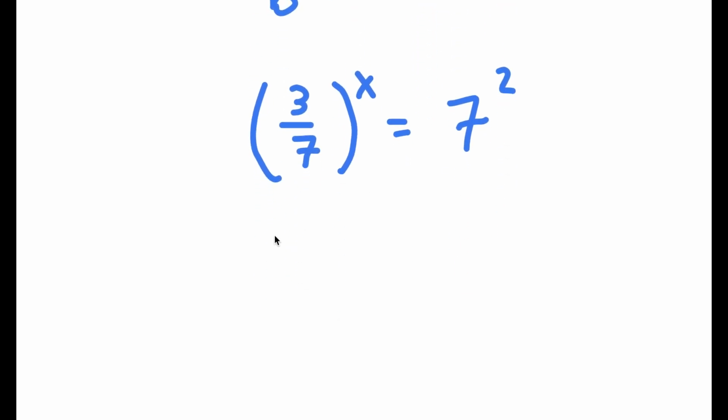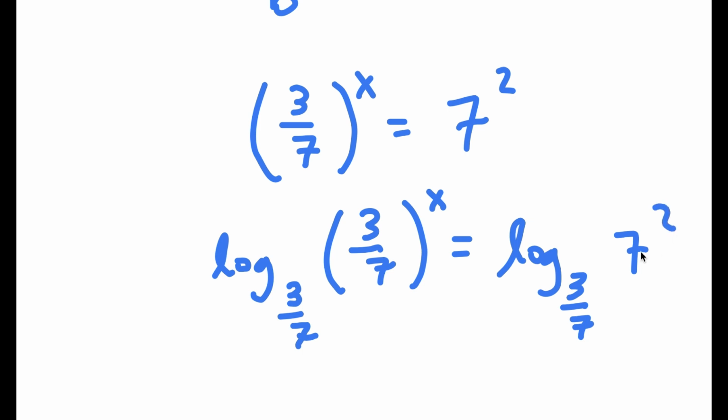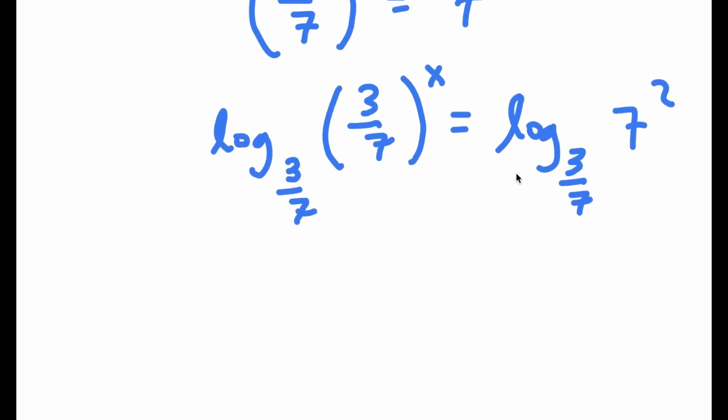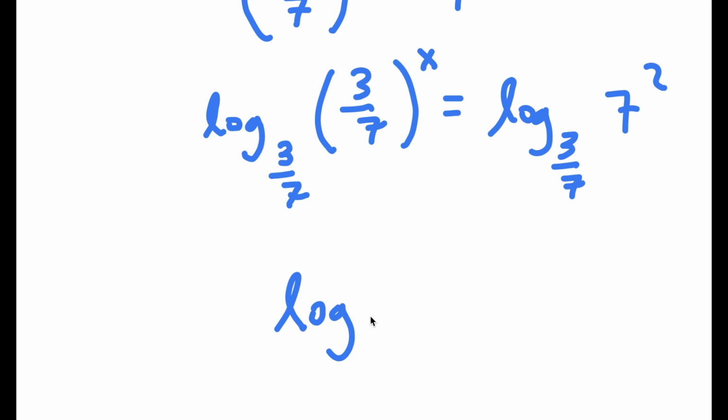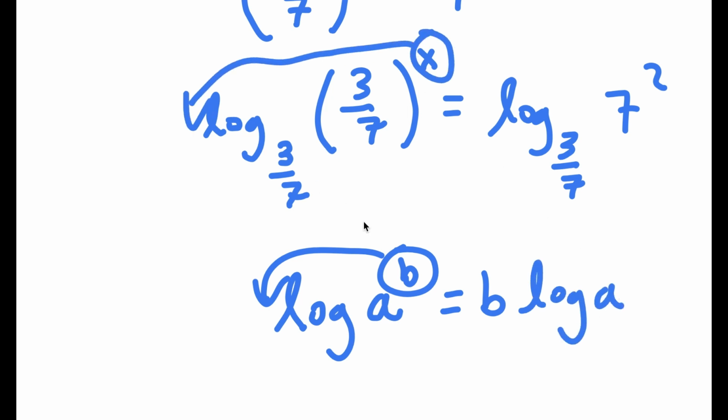Now, I'm going to take the log base 3 over 7 on both sides. So now I have log base 3 over 7 of (3 over 7) to the power of x is equal to log base 3 over 7 of 7 squared. Now, if I have something in the form log a to the power of b, I can simply move this exponent b to the front. So this can equal b times log a. So in this case, I have x as my exponent, so I can move it to the front.